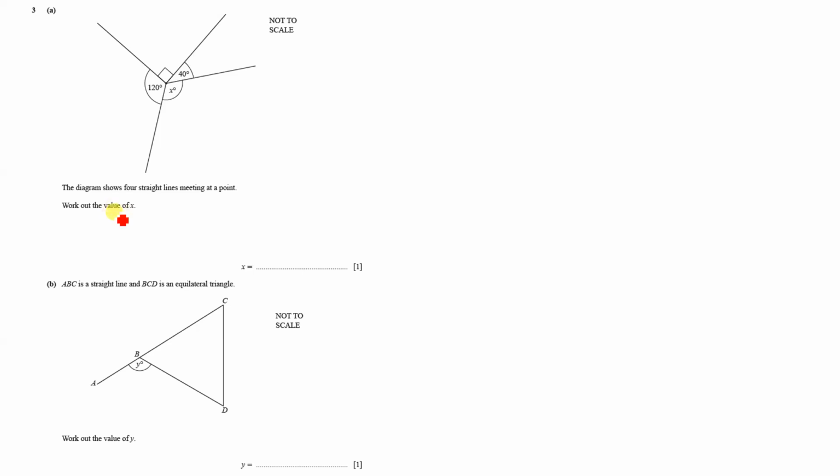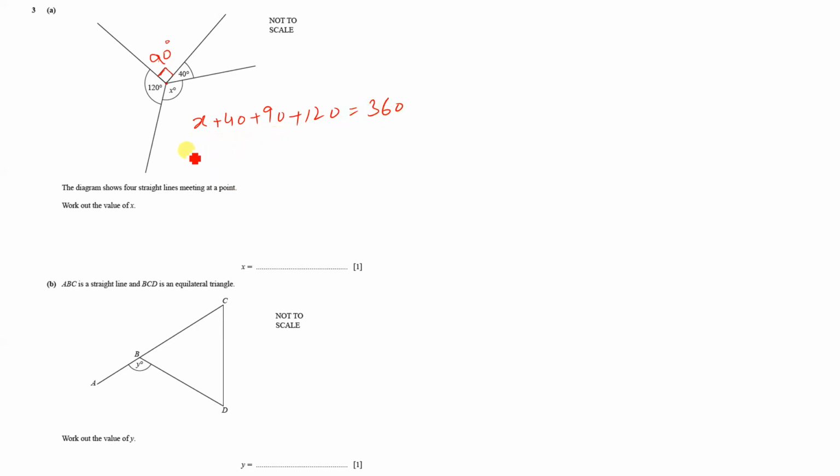Question number 3. Diagram shows 4 straight lines meeting at a point. This is the point. Work out the value of x. So we know that the sum of all the angles at a point is 360 degrees, and wherever you see this square along the angle, that is the angle of 90 degrees, or this is right angle. So let's add all these angles. X plus 40 plus 90 plus 120 is equal to 360 degrees.